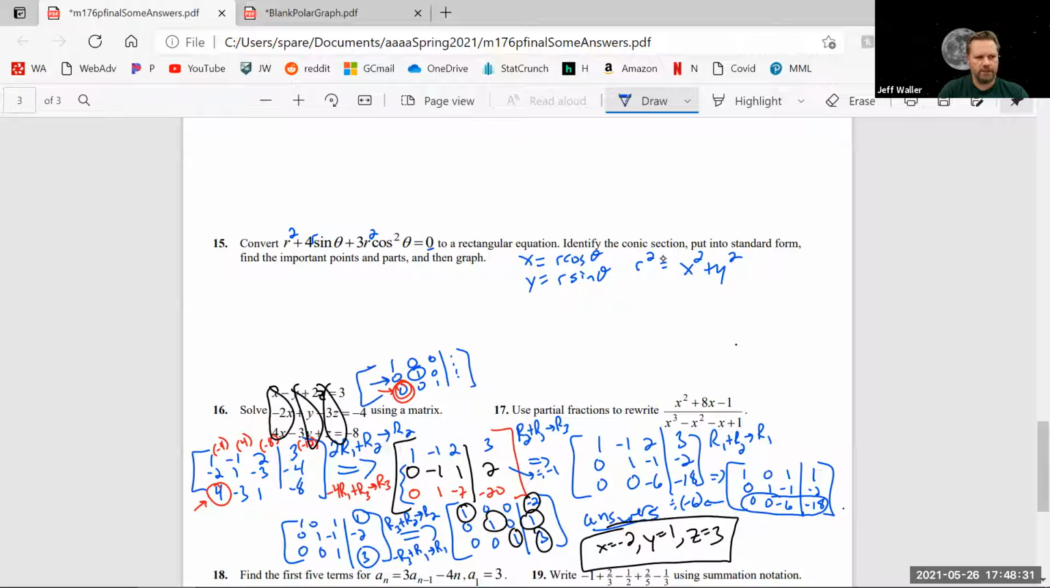So if I multiply both sides by R, I'll get here. And of course, 0 stays 0. So r squared is x squared plus y squared. For r sine theta, of course, that was y. R cosine theta squared is just x squared. Now, the really nice thing about this problem is it has just put a lot together. So we changed it to rectangular. Can you identify what conic section this is?